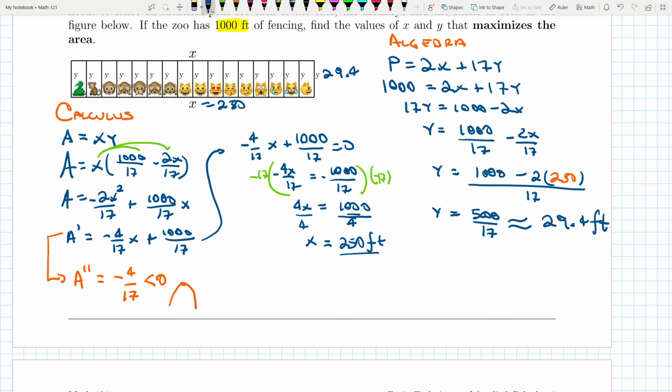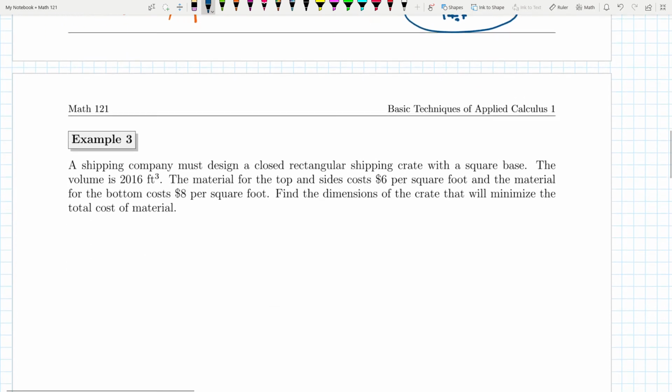But if we divide this by 17 to find the length and the width of an individual pen, that'll be 250 over 17, and that's 14.7. So 14.7 by 29.4 is going to give us the maximum area of each individual pen. So that means that every single cat, every single monkey, and the snake will have a maximum area of 29.4 by 14.7. All right, let's look at another example.